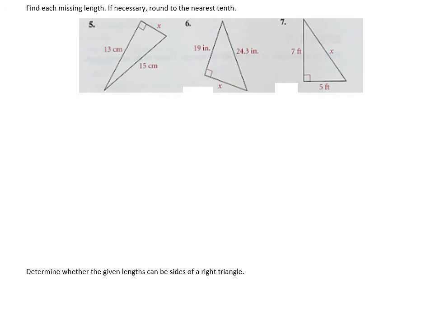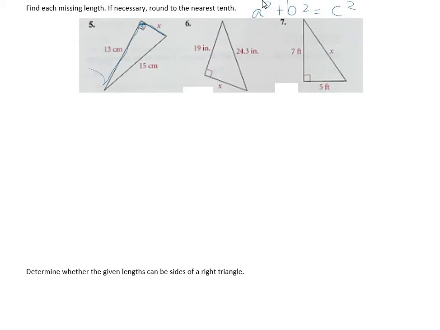In this next set of problems, we're going to be finding the missing length using the Pythagorean theorem. So let's recall what that Pythagorean theorem is. It is going to be a squared plus b squared is equal to c squared. So in the first problem, you want to identify your right angle. That's going to tell you what your sides are.